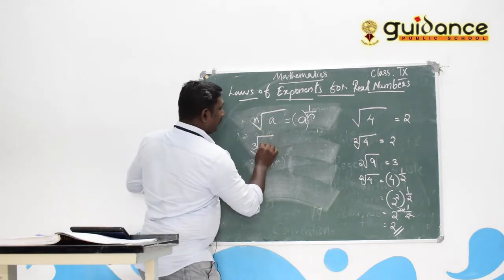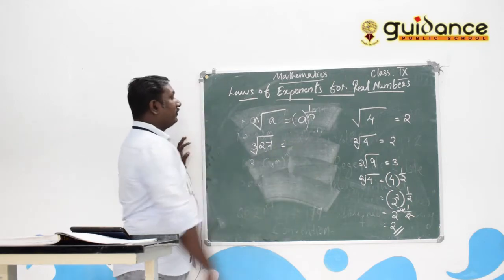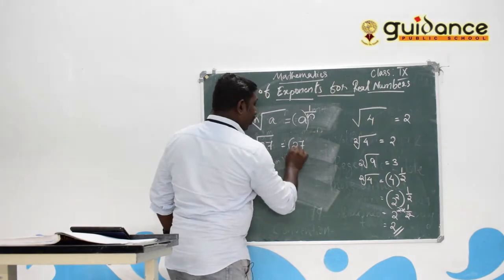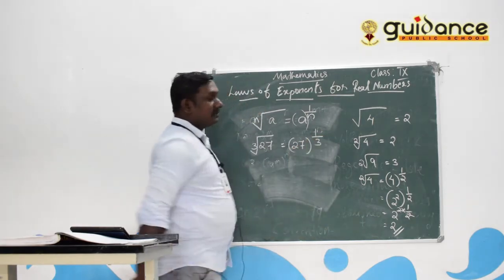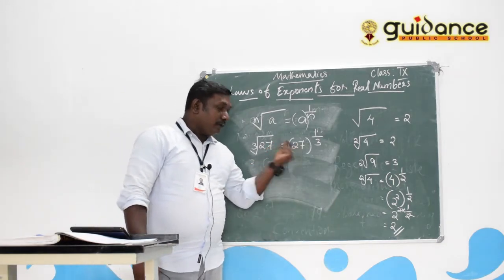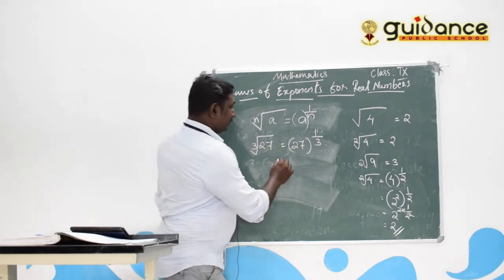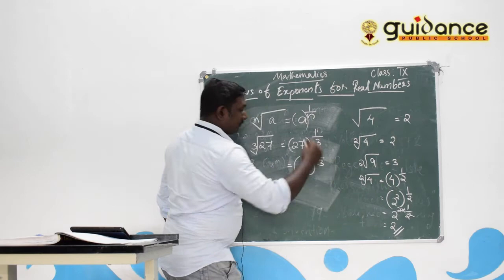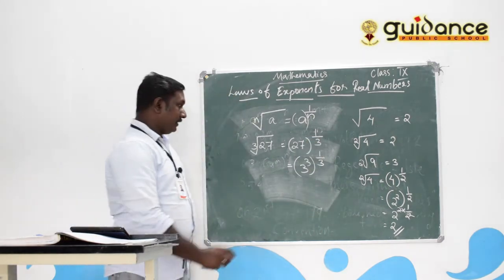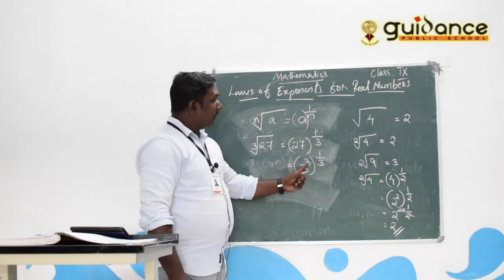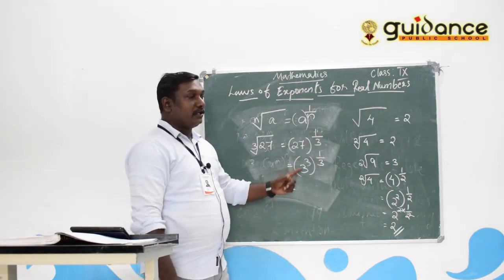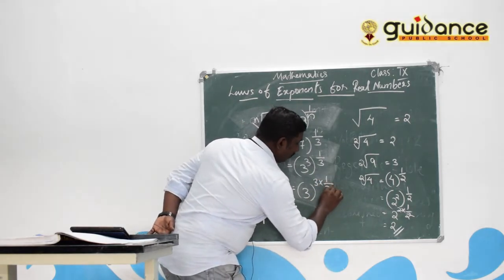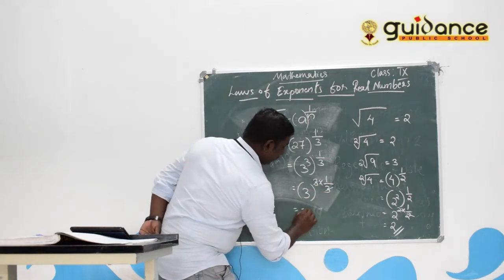The cube root of 27. How can we write it? The cube root of 27 equals 27 all raised to 1 by 3. We know that 27 is the cube of 3, so we can write it as 3 cube all raised to 1 by 3. It equals a raised to m all raised to n. What is the identity of that? a raised to m into n, that is 3 into 1 by 3. Then 3 and 3 cancel. It is equal to 3.